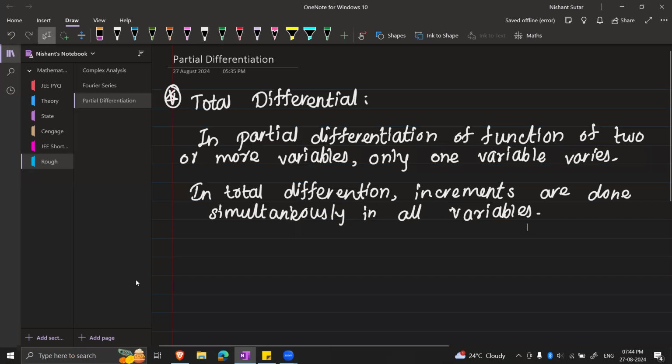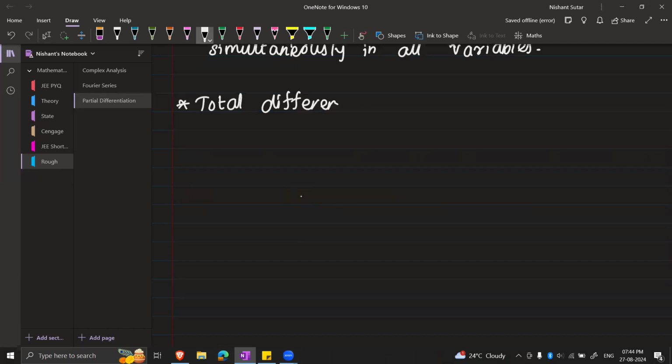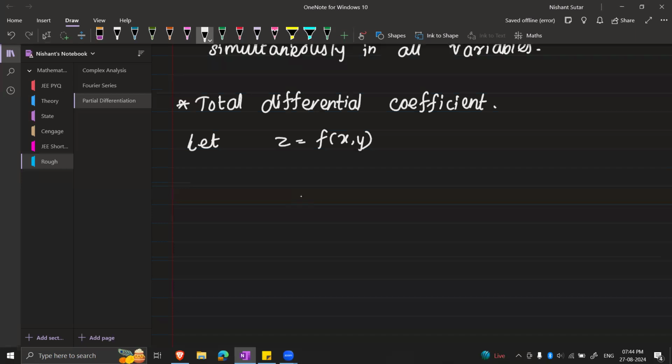So how to represent this? To represent this, we generally write the total differential coefficient of a function. To understand that, let z equal f of x, y be a function.